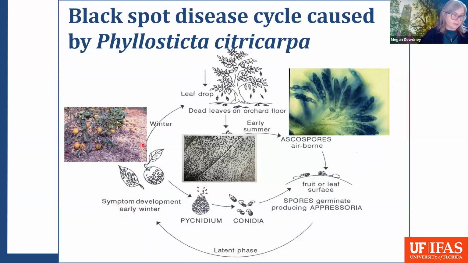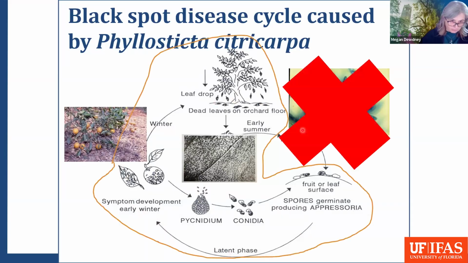We get symptom development in the early winter or as the fruits start to mature. These then can form the secondary spore-forming structures called pycnidia and conidia. Those two can infect, and then you get the whole cycle turning around. Well, that's the way it works in many places.